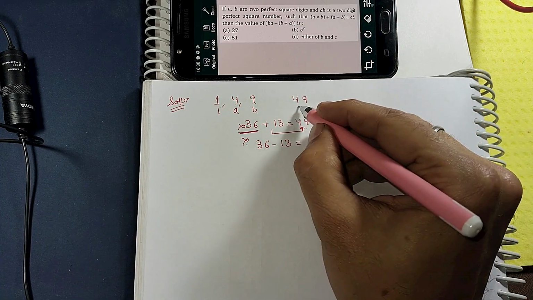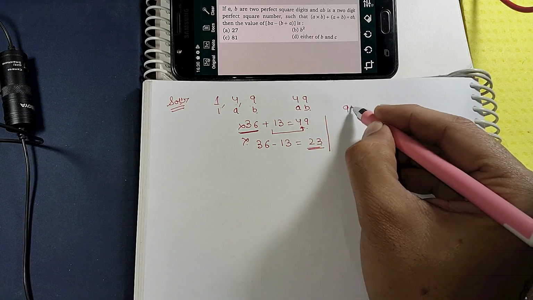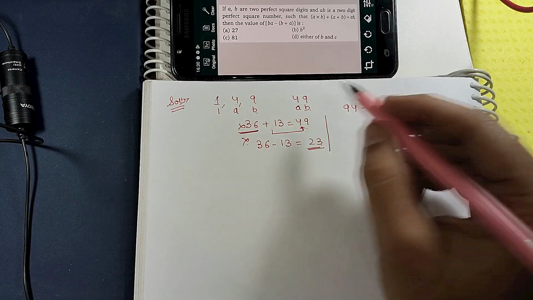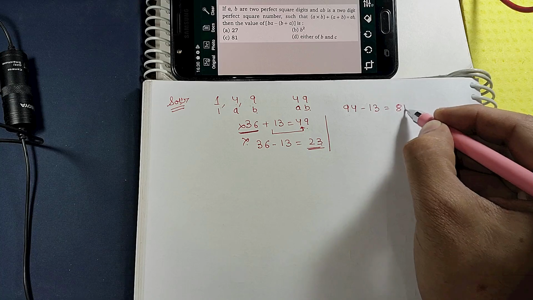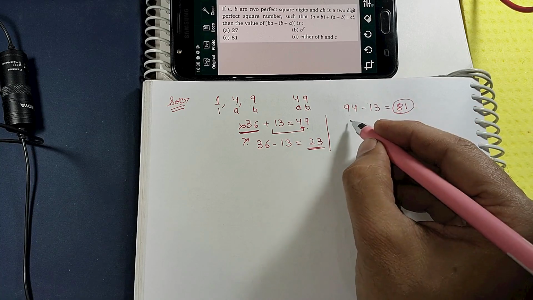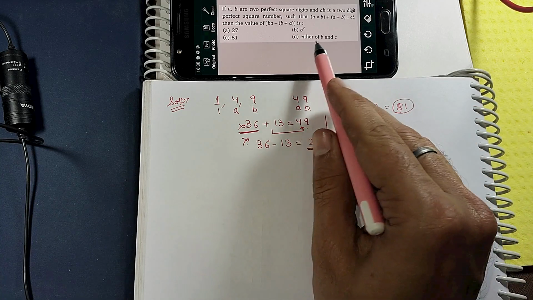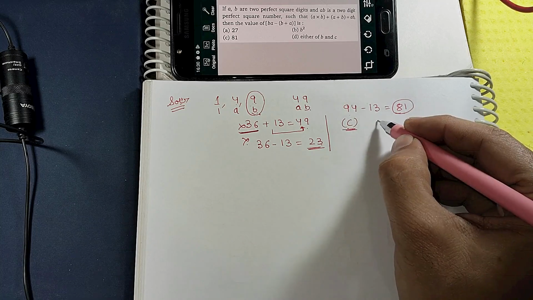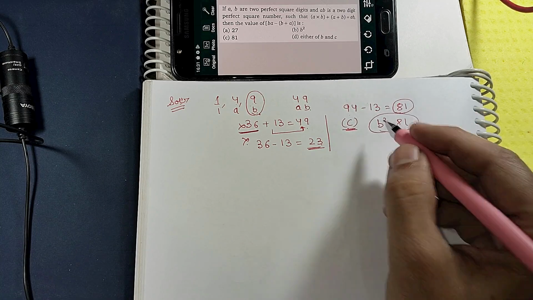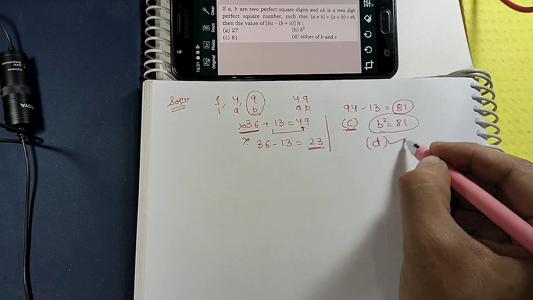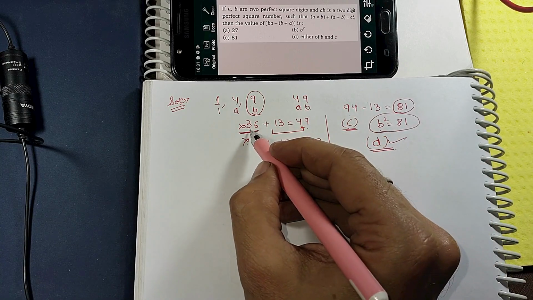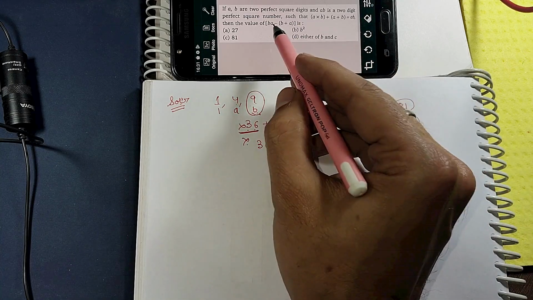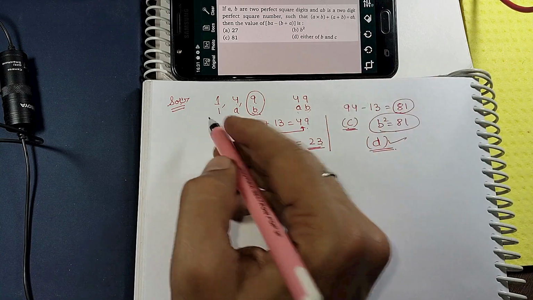BA. AB is this number. Now BA will be equal to 94 minus B plus A. So B plus A is basically 13. So this will be equal to 81. So the right option will be C. But option D is either of B and C. Now B, what is the value of B? B is 9 and B square will be equal to 81 also. So the right option will be option D, either of B and C. Here I assumed AB as the product of A and B, but here BA is given by reversing the digits of AB.